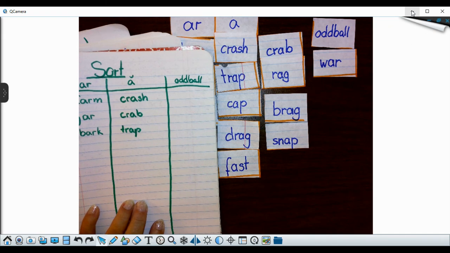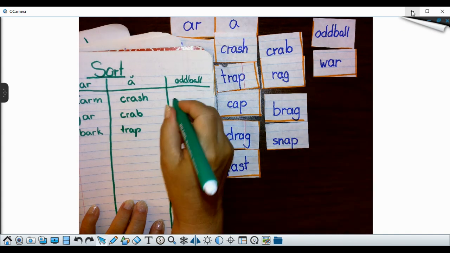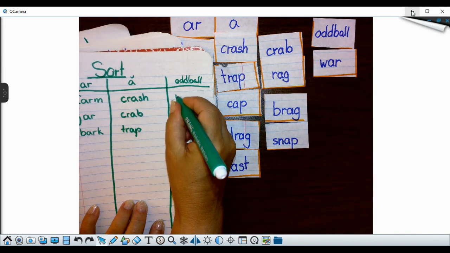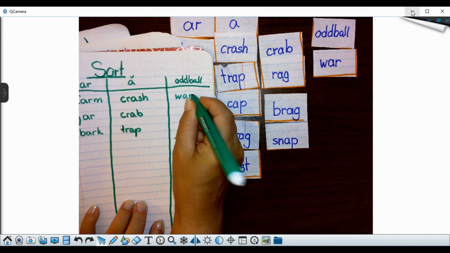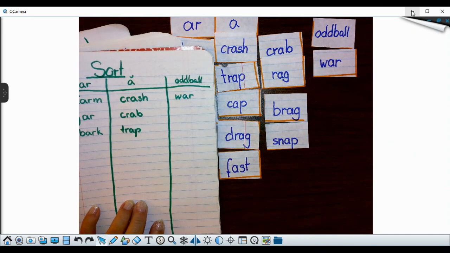Remember, we only have one oddball. Do you remember why war is an oddball? War. Oh, because it has AR, but it really sounds like OR.